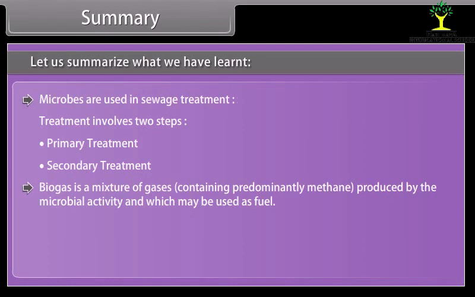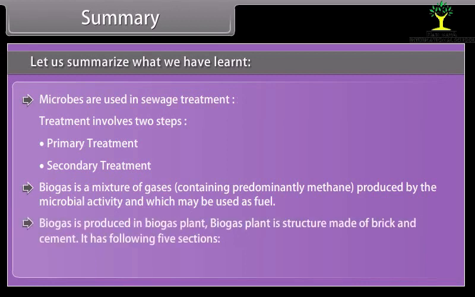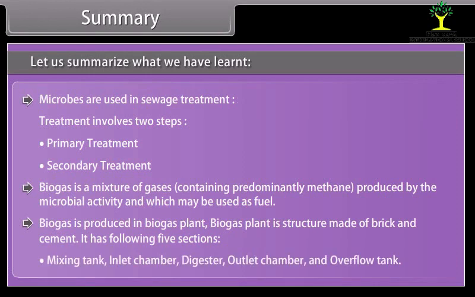Biogas is a mixture of gases containing predominantly methane produced by the microbial activity and which may be used as fuel. Biogas is produced in biogas plant. Biogas plant is a structure made of brick and cement. It has the following 5 sections: mixing tank, inlet chamber, digester, outlet chamber and overflow tank.